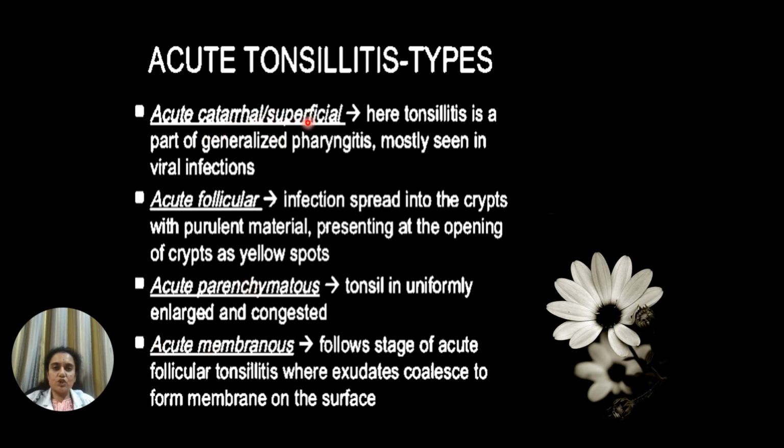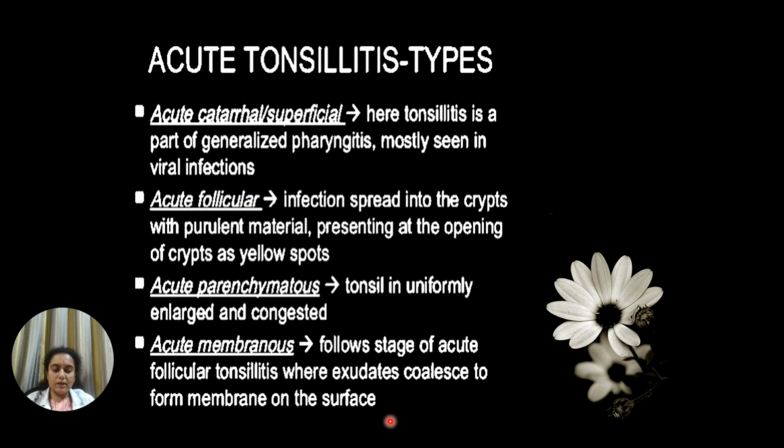So, what is acute catarrhal or superficial? Here, the tonsillitis is a part of generalized pharyngitis. There will be congestion of the posterior pharyngeal wall along with the tonsillar congestion, mostly seen in viral infections. In acute follicular, the infection spreads into the crypts with purulent material presenting at the opening of these crypts, which look like yellow spots. In acute parenchymatous, the entire tonsil is uniformly enlarged and congested.